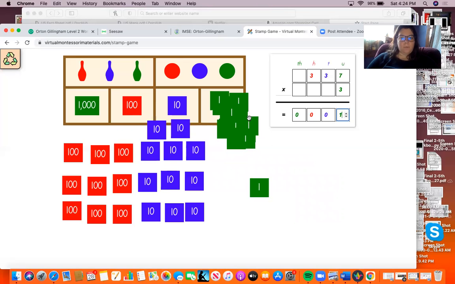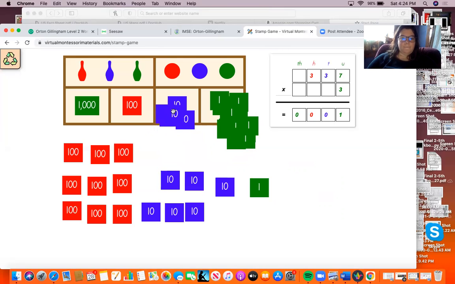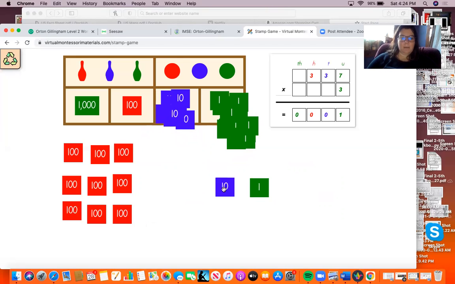Then we have 30 times 3. So we have 30, 60, 90, plus these 2 10s, 100, 110. So these 10 10s, 1, 2, 3, 4, 5, 6, 7, 8, 9, 10. We'll regroup for 100.